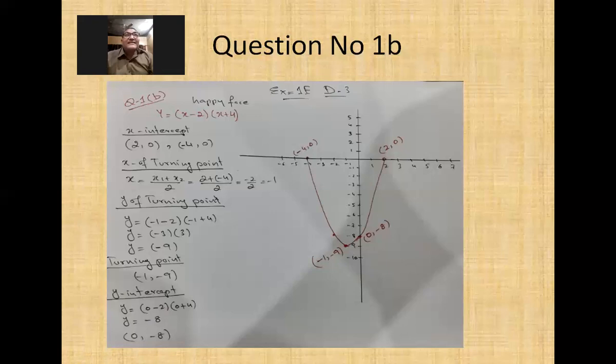So now I know the x-intercepts, I know the turning point, I know the y-intercept, and I know that this will be a happy face. And then what I will do, I will draw a grid and I will plot these points. So (2, 0), you can see here we plotted, (-4, 0) here we have plotted, and the turning point is (-1, -9), we plotted it here. The y-intercept is (0, -8). And then I will join them with freehand, and this will be my parabola. This is the graph that we have. Hopefully you have understood. That was the question number 1B part.